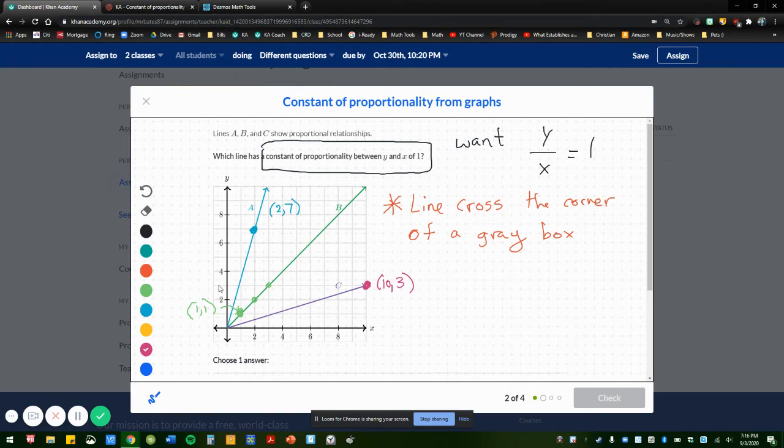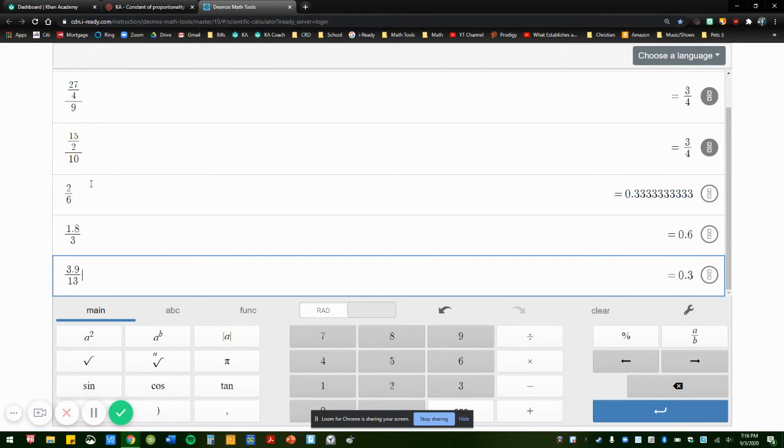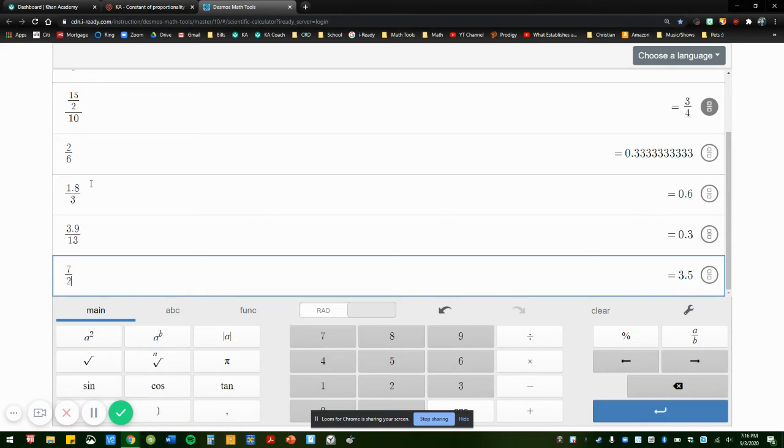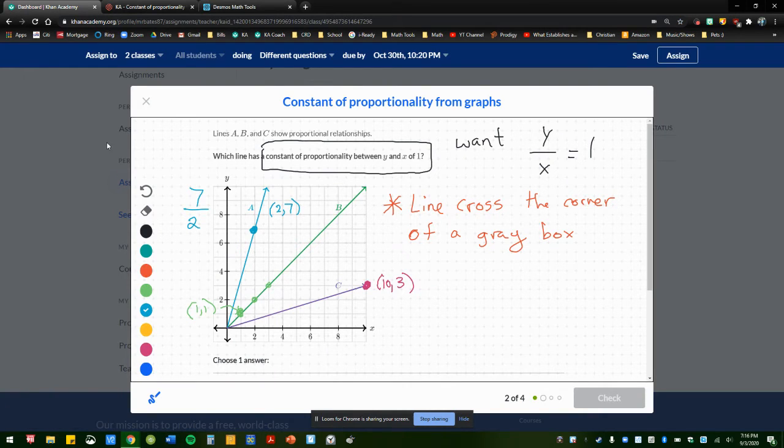Okay, so if I was to find the y over x value for each of these, I'll keep them color-coded here. So y is 7, x is 2. So this one is going to be 7 over 2. And if I do my handy-dandy calculator, I already know that this is not going to be it because in order to get 1, I needed to have the same number in both the top and the bottom. Yeah, so 7 over 2 is equal to 3.5. So this is not equal to 1. This is equal to 3.5.